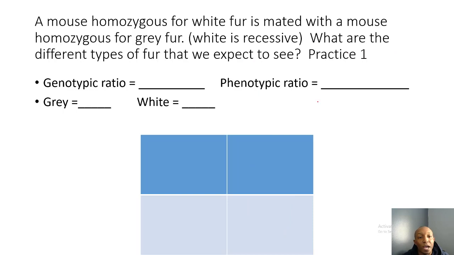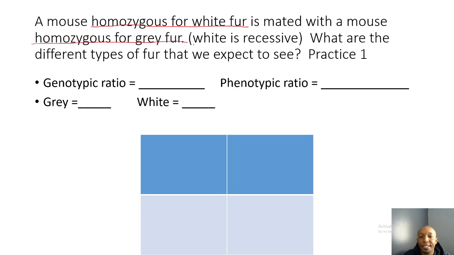Now, you have 2 minutes to set up and solve the next problem. So even before we do our 2 minutes, for the people that need more help with this, I'm going to go ahead and start underlining the stuff that you need. You need homozygous for white fur. You need homozygous for gray fur.